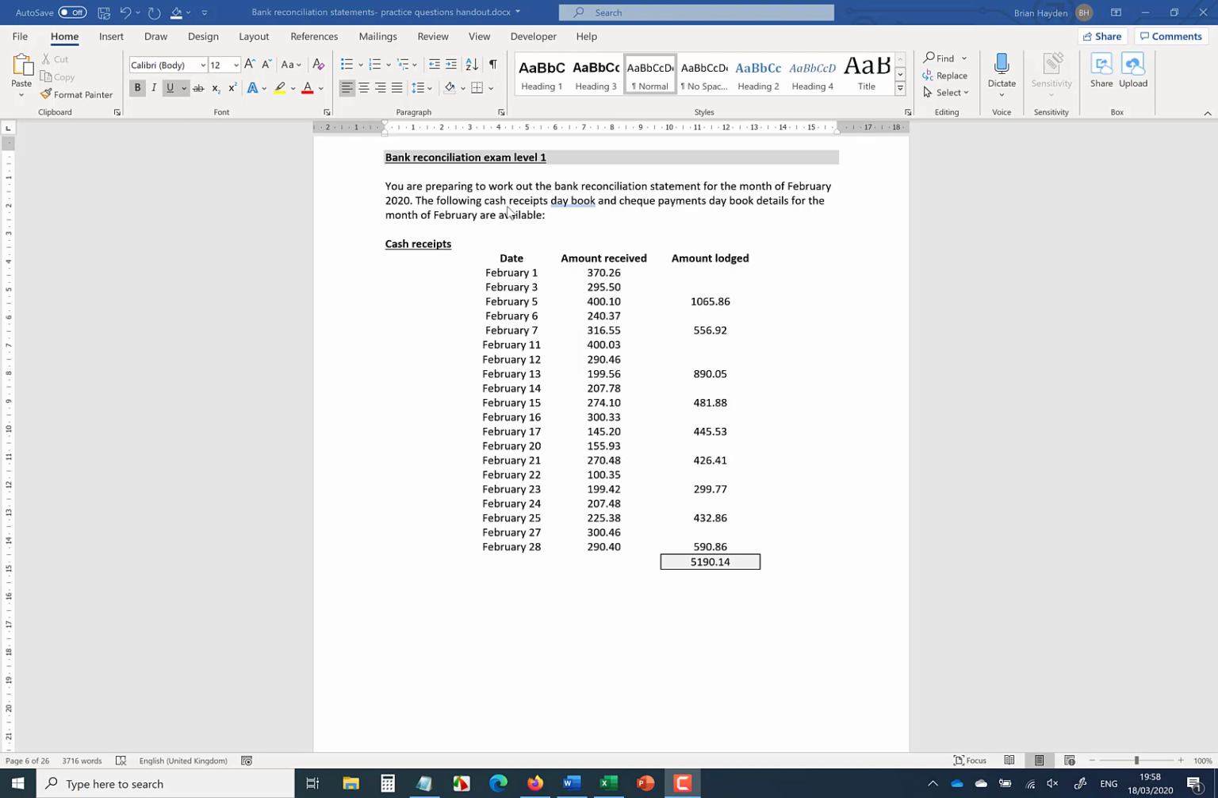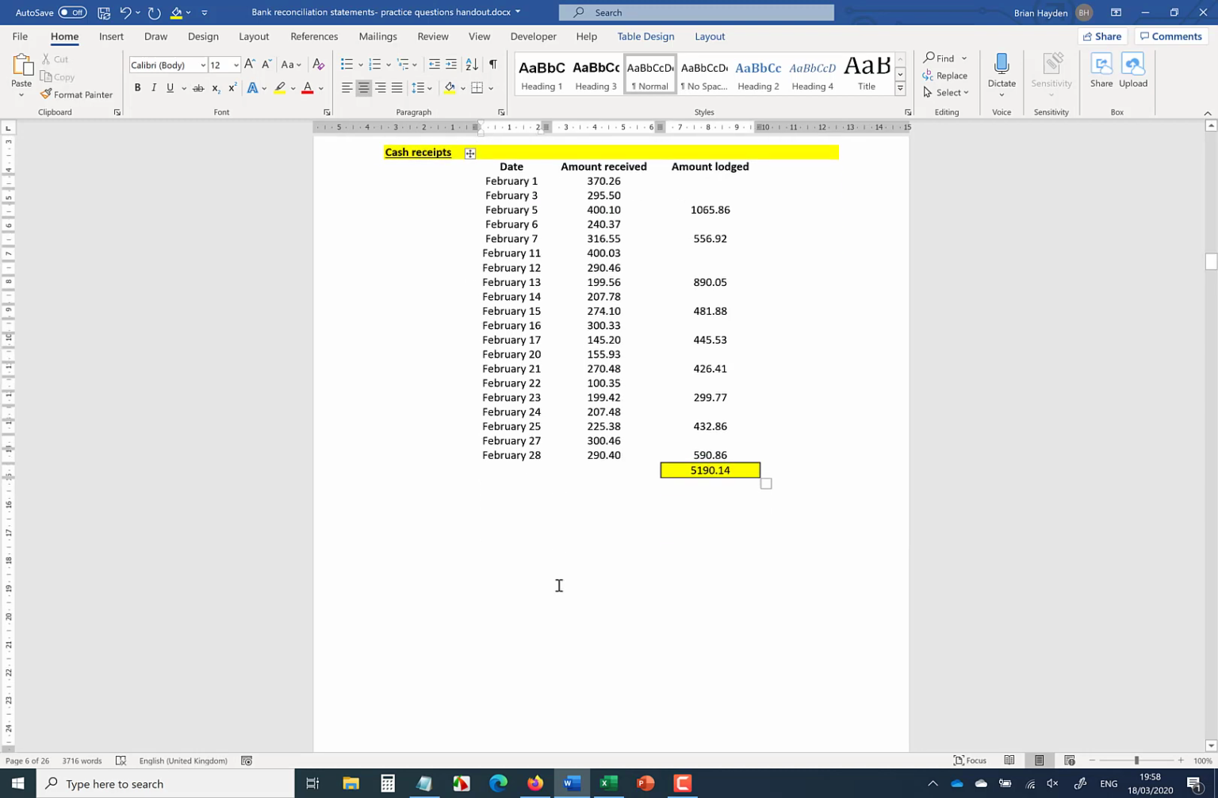The first item is the cash receipts daybook. That's the cash receipts book. This is where we record all the cash received by us during the course of the month of February, and we lodge it to the bank. We can see that the total that we recorded amounted to 5,190.14. Okay, so that was the cash receipts book.